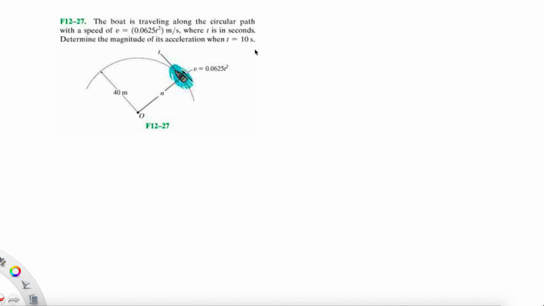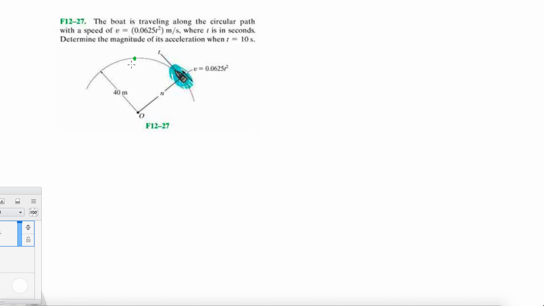We're on to problem 12-27 from Fundamentals of Chapter 12, and let's get this started. By now, we've dealt with parabolic motion and rectilinear coordinates. So now we're doing more curvilinear components of velocity and acceleration.